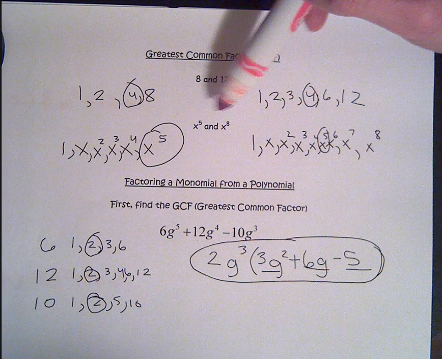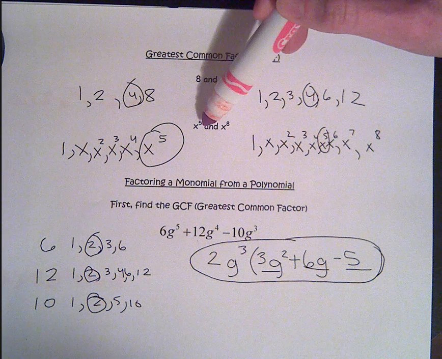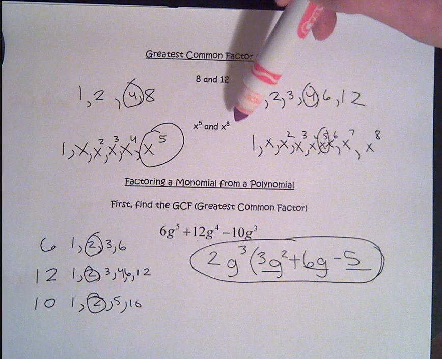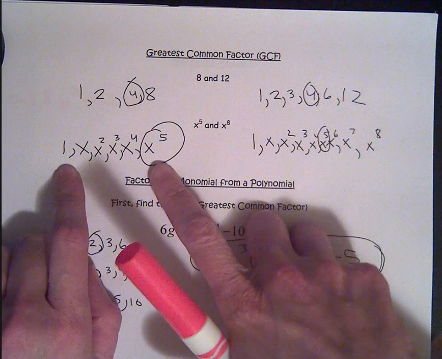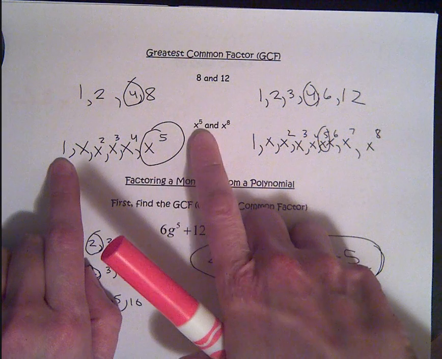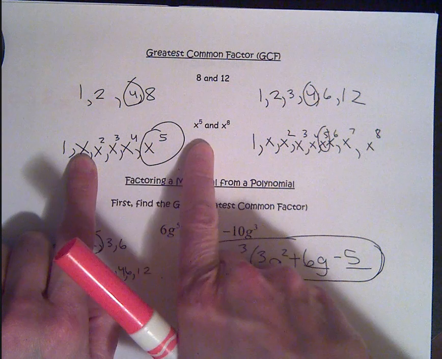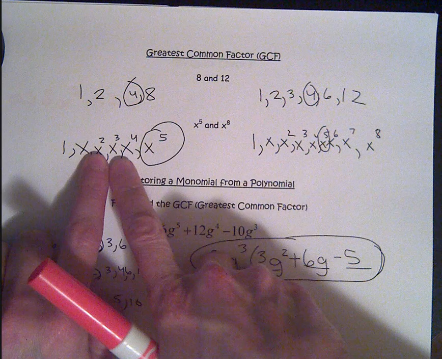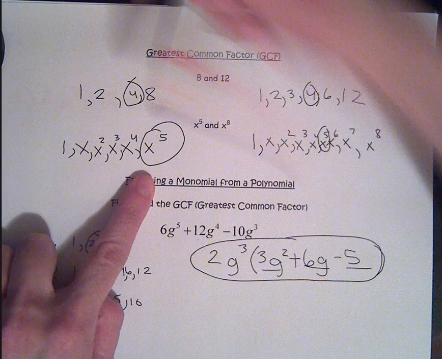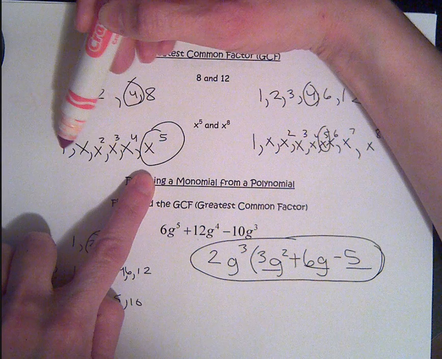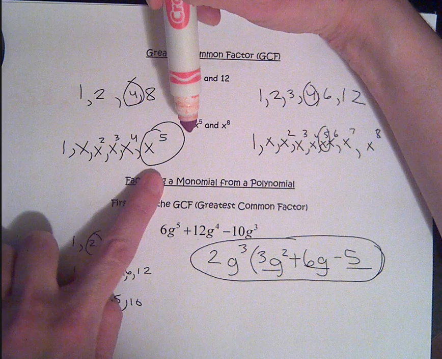So what about when it's not numbers, but when it's variables? I have x to the fifth and x to the eighth. Well, the same principle applies. All my factors of x to the fifth: 1 times x to the fifth is x to the fifth. X to the first times x to the fourth is x to the fifth. X squared times x to the third is x to the fifth. So these are all my factors. And notice you're literally just writing down 1, then x to the first, x squared, x third, x fourth, x fifth.